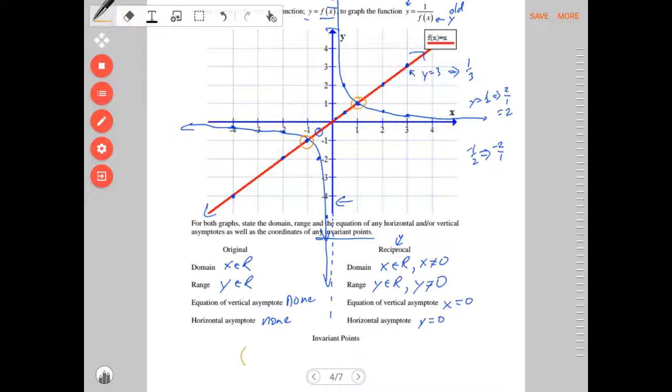This always happens when y is negative 1 or when y is positive 1. And then the x values are just what they are. In this case, the x value is positive 1 when the y value is positive 1, and we get negative 1 and negative 1. So those are our two invariant points. Awesome.